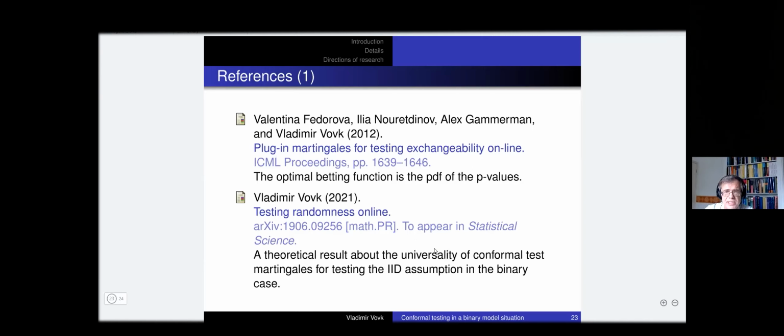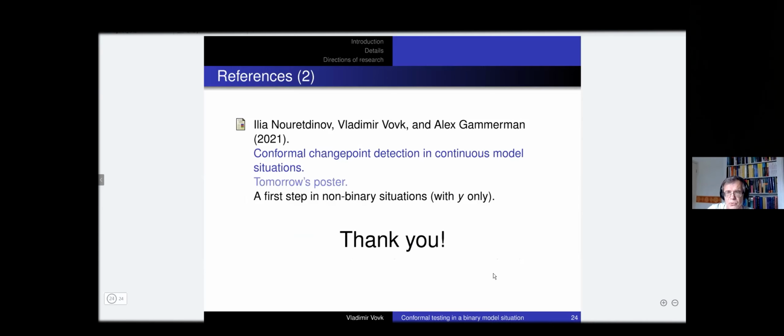Let me give you some references. The first is our ICML 2012 paper, Fedorova et al., where we show that the optimal betting function is the PDF of the p-value. It's a very simple result, but it's stated there clearly. I also have a theoretical result about the optimality of conformal test martingales in the binary case, published as an arXiv report. And tomorrow, Ilya will be talking about another set of model situations, which are continuous model situations.